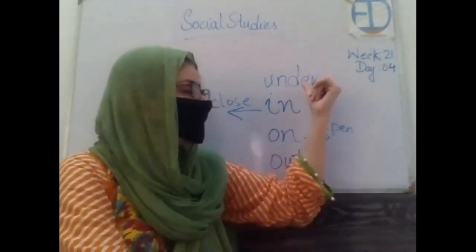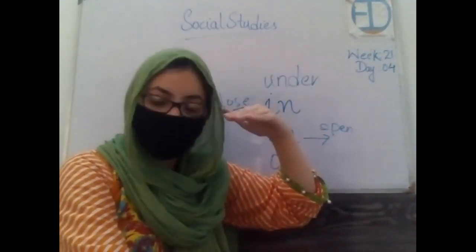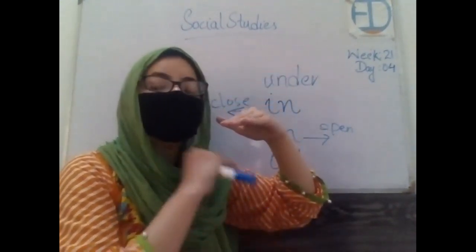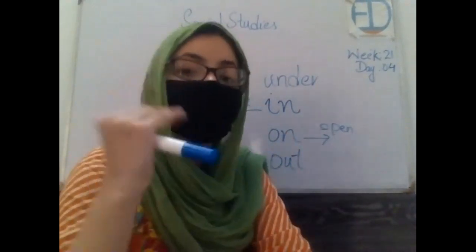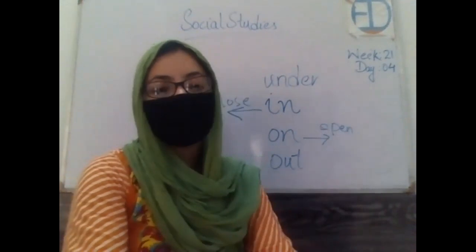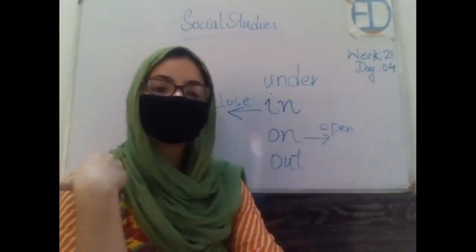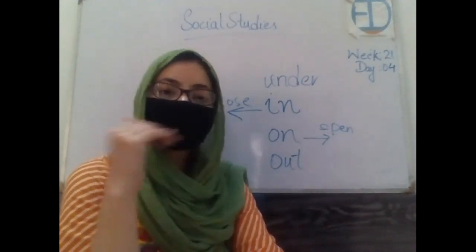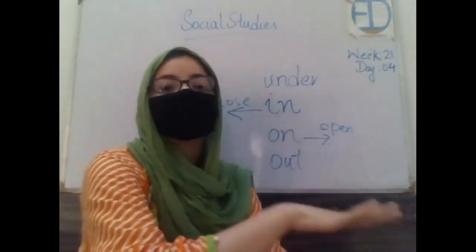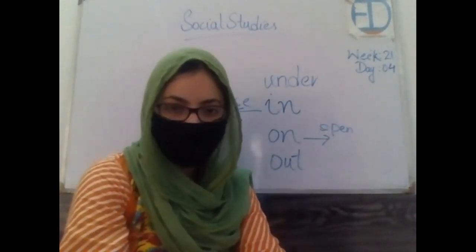Okay, then under: when something is below another thing, we choose the word under to tell its position. Let's say the cat is sitting under the tree, right? And then out: when something comes out of something, we use the word out for that. And when something is entering into something, we use the word in or inside for it, right?